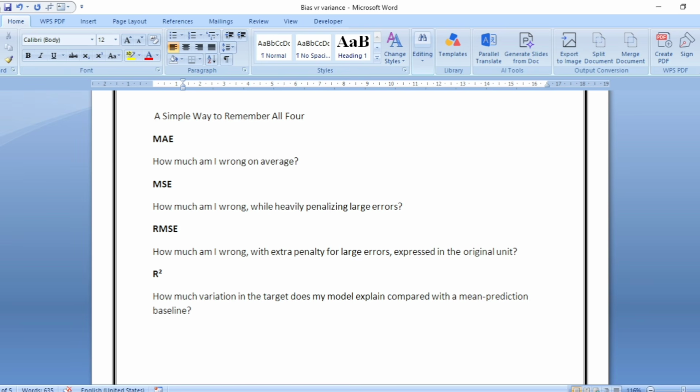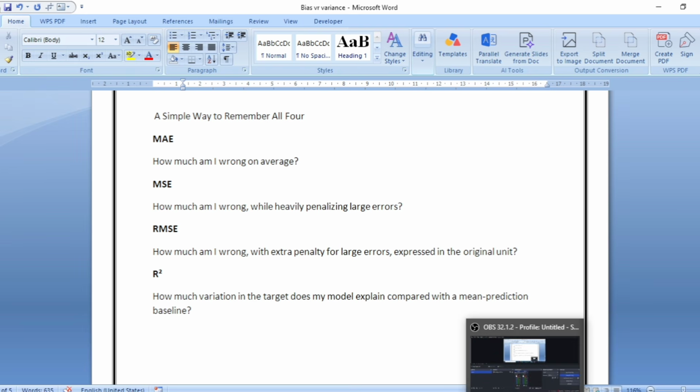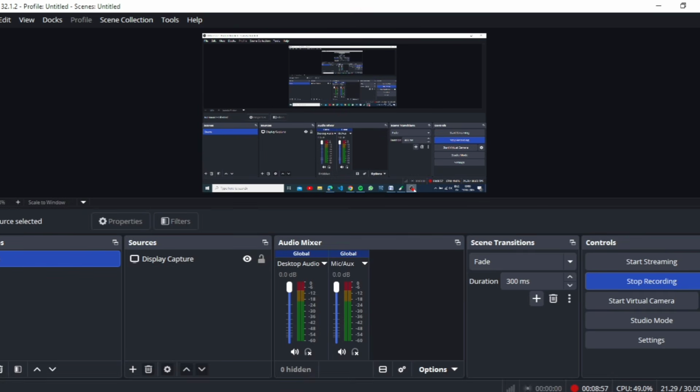I hope you understand these evaluation metrics for linear regression. In the next video, we will be practically implementing the code to help you understand it more efficiently.